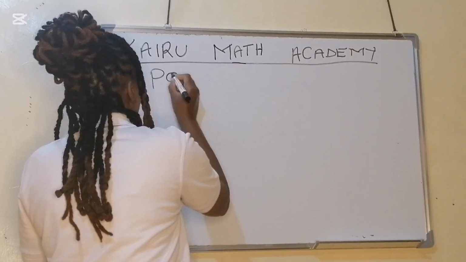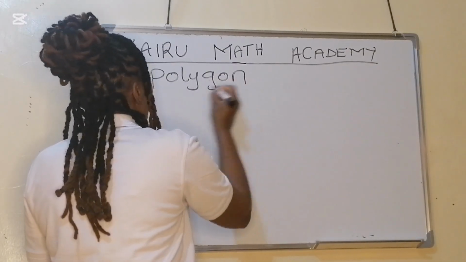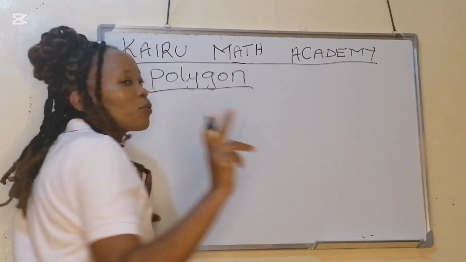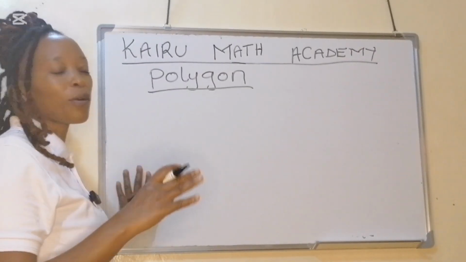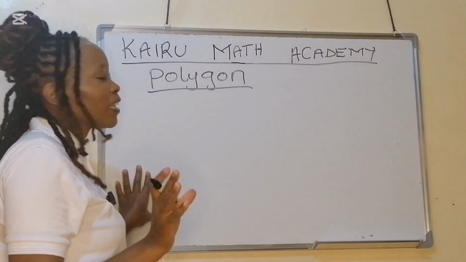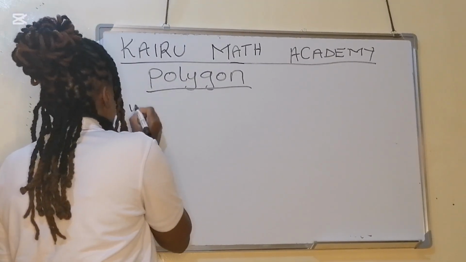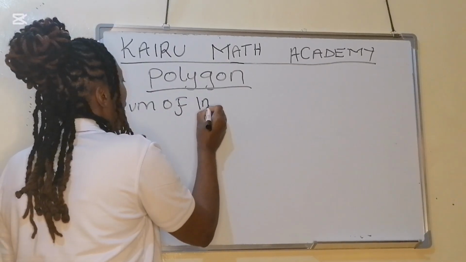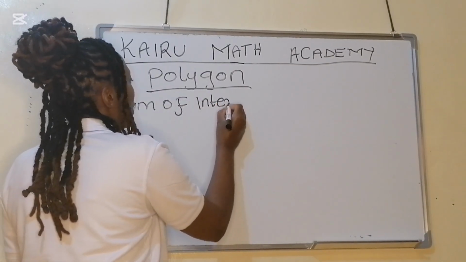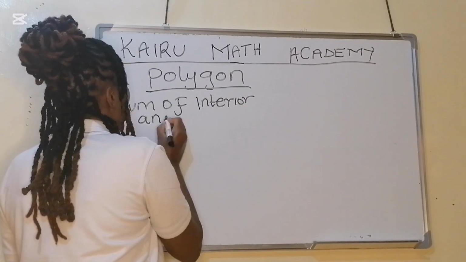Polygon. We have 2 formulas. You only need to know these 2 formulas. And when you know these 2 formulas, you are good to go. Okay? The first formula is sum of interior angles.